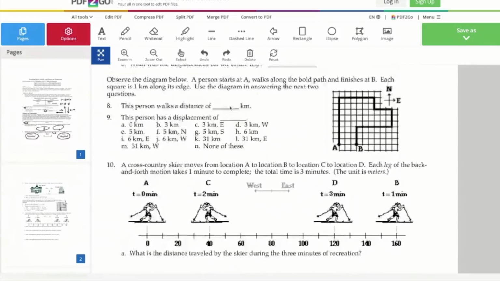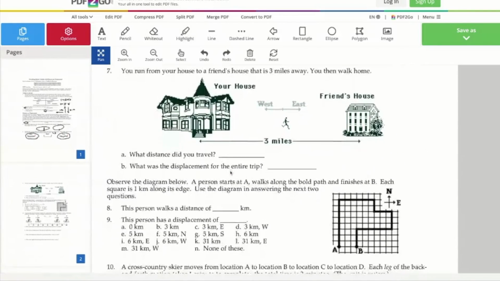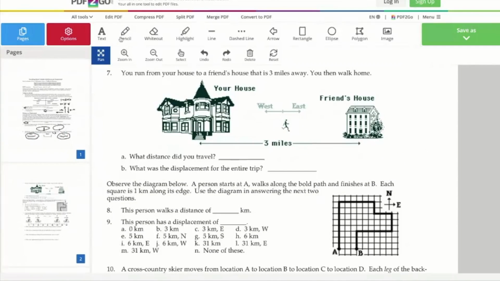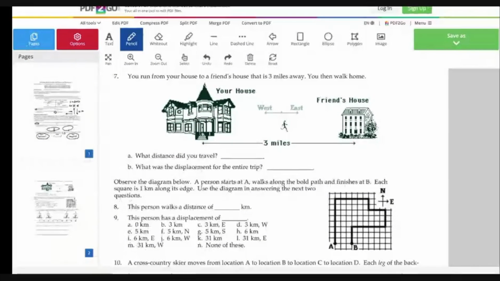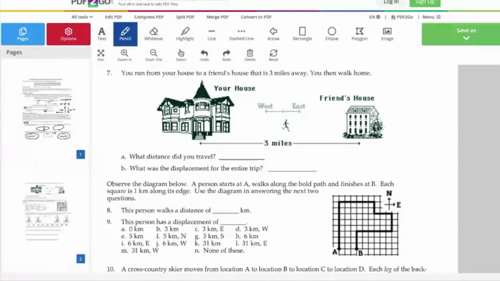So yeah, now we are on the second page. So now we're actually going to do a little bit of calculations. So you run from your house to your friend's house. That is 3 miles away. Then you walk home. So what distance did you travel? And what displacement for the entire trip?